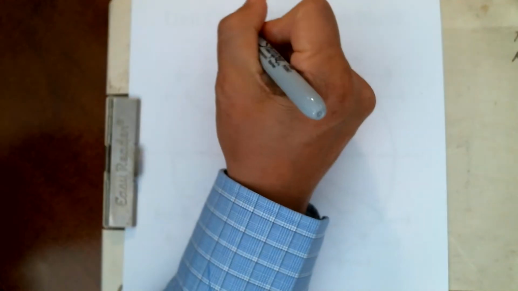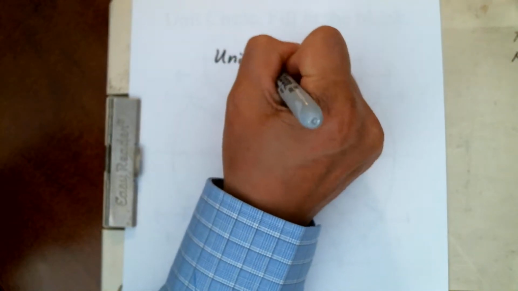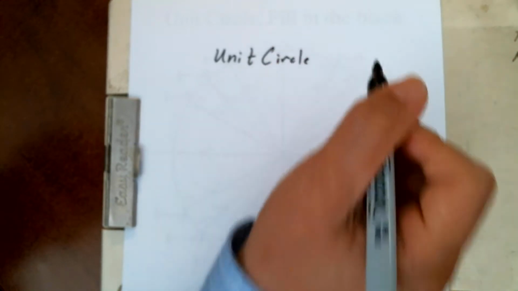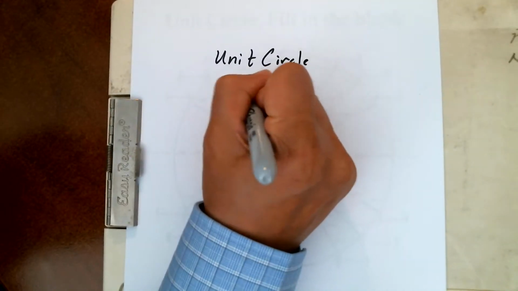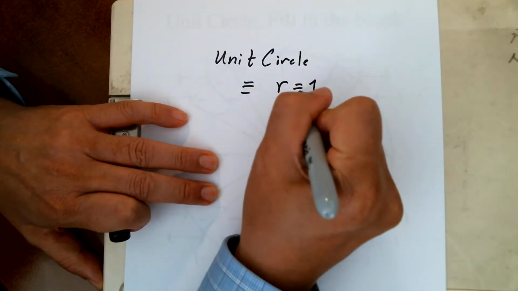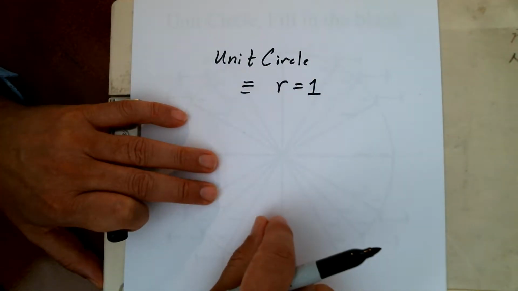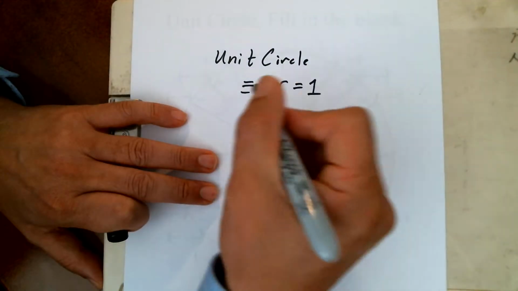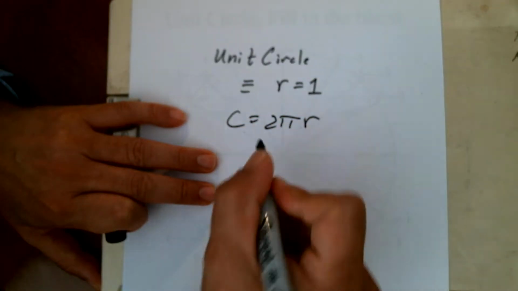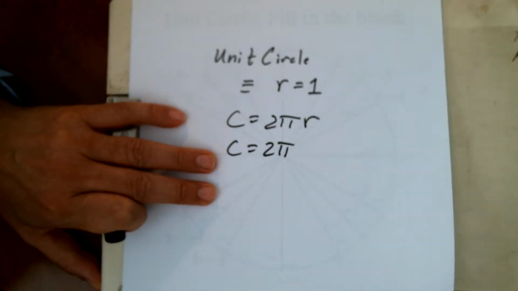Okay. So first thing we're going to do is look at what's called a unit circle. A unit circle is basically, by definition, a circle with radius equal to one. That's it, one single unit. So that's the definition of a unit circle. Also, since circumference equals 2 pi r and the radius is 1, the circumference equals 2 pi. Okay, so that's what we have so far.